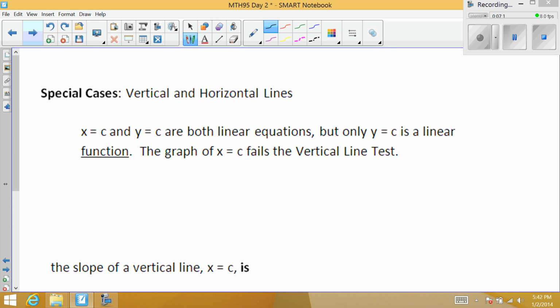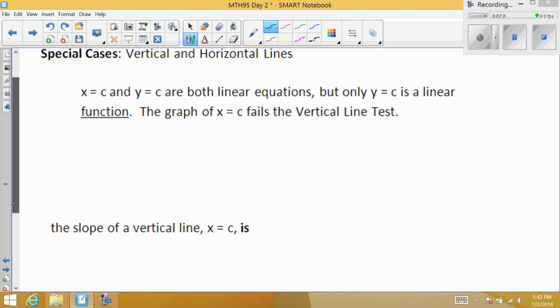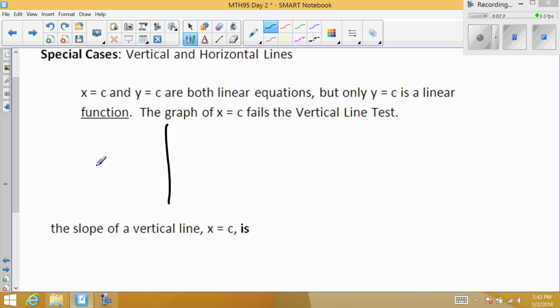Okay, a couple special cases, vertical and horizontal lines. If we have x equals c and y equals c, they're both linear equations, but only y equals c is actually going to be a linear function. So if we graph x equal to a constant, that means for any value of x, the x-coordinate is always equal to that particular constant. So the graph of x equals c is a vertical line, so it fails the vertical line test for a function. And the slope of a vertical line, x equals c, is what we call undefined.